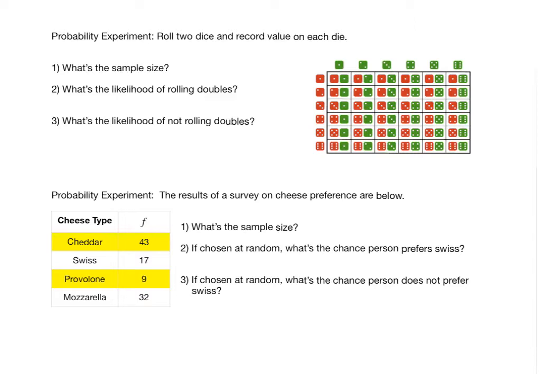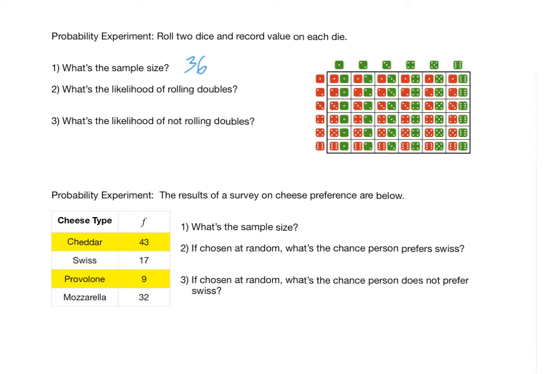Well, if you notice, this is a 6 by 6 rectangle, 6 rows and 6 columns. So 6 times 6 gives us a total of 36 outcomes in the sample space. So the sample size is 36. We'll pay attention to that multiplication we just did in a little bit.